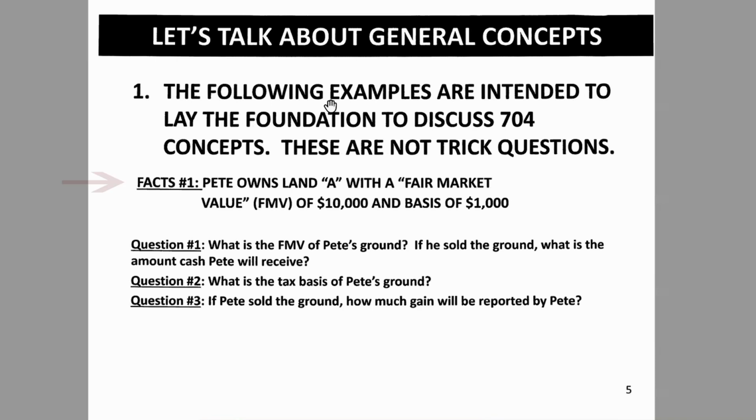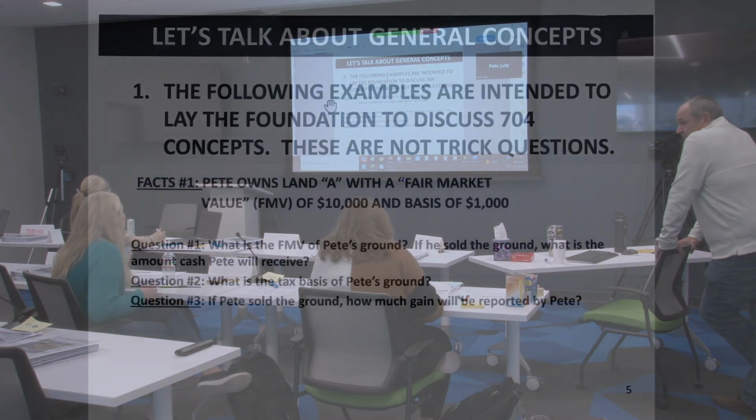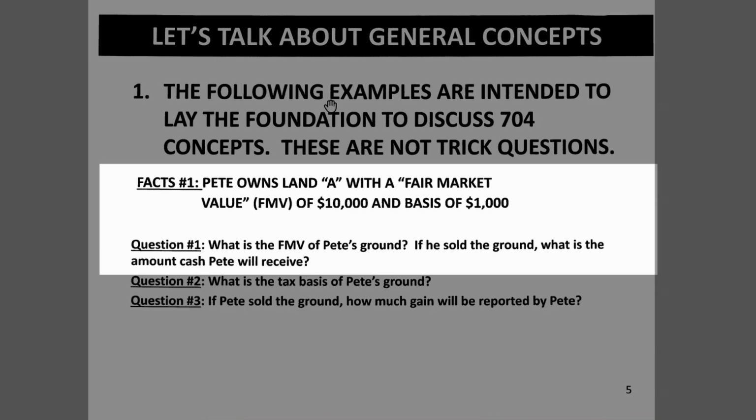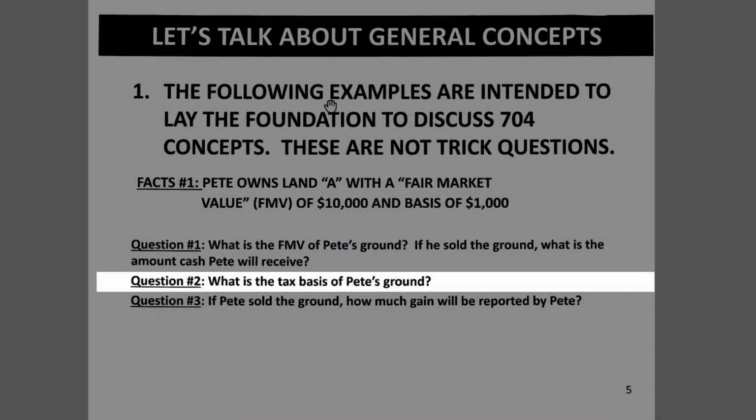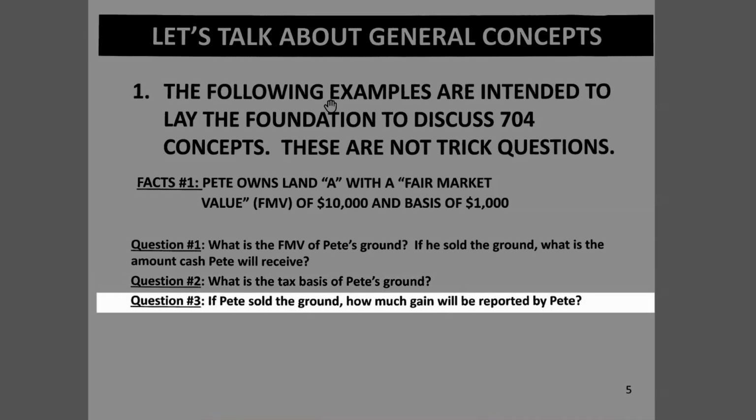Okay. Fact 1. Pete owns land A with a fair market value of 10,000 and a basis of 1,000. So what is the fair market value of Pete's ground? And if he sold the ground, what is the amount of cash Pete will receive? Fair market value is 10,000. He'd get 10 grand of cash. What is the tax basis of Pete's ground? 1,000. If Pete sold the ground, how much gain will be reported by Pete? 9,000. Yep.